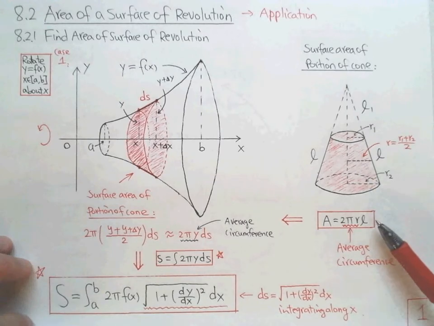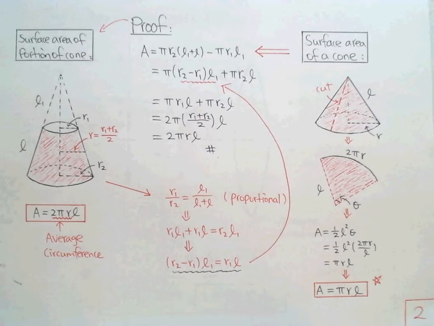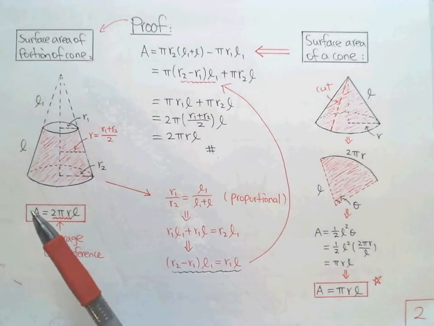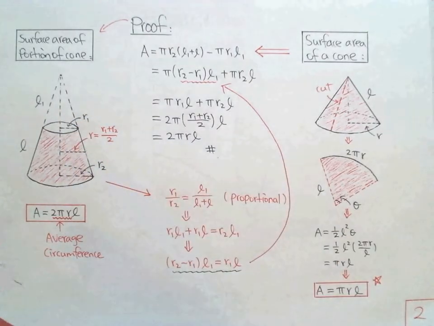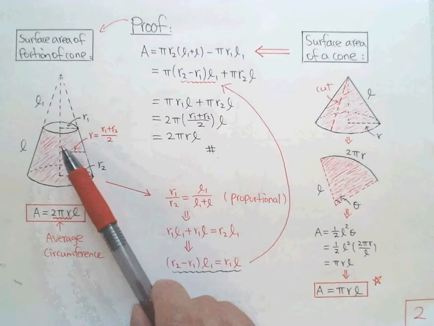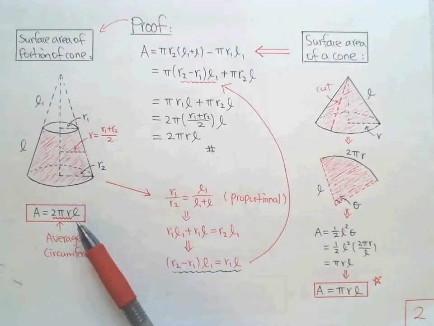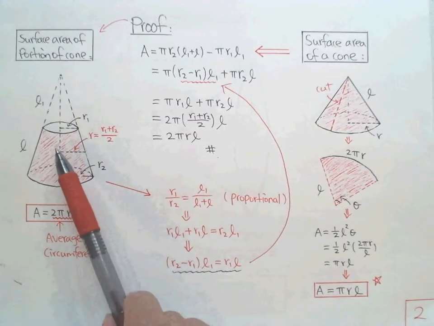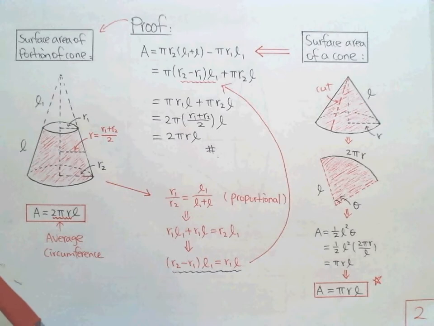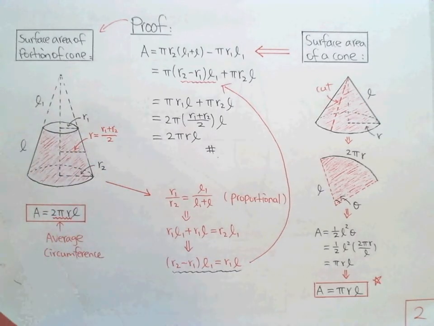We need to use these results. Let me see how to prove this. It's not difficult, just follow, very easy. So we have a cone here. We cut the top away, and then we have a portion of a cone. How to find the area? We just have a formula, right? 2 pi R is the average circumference of the top circumference and the bottom circumference, and L is the length.